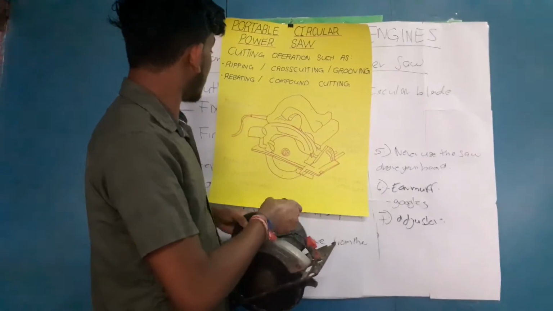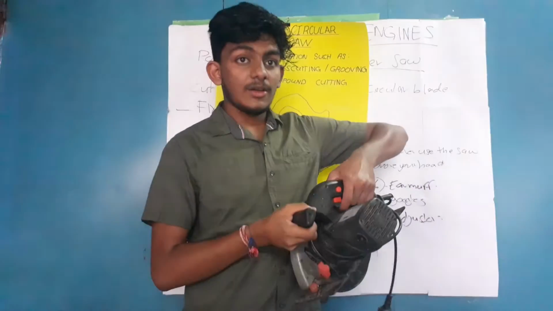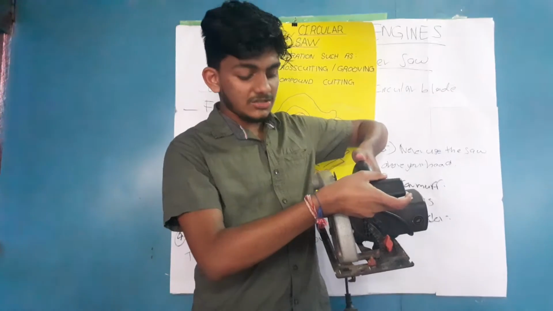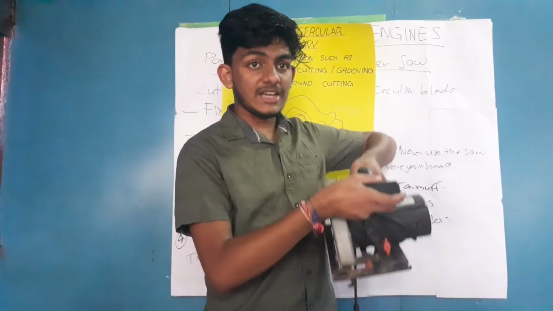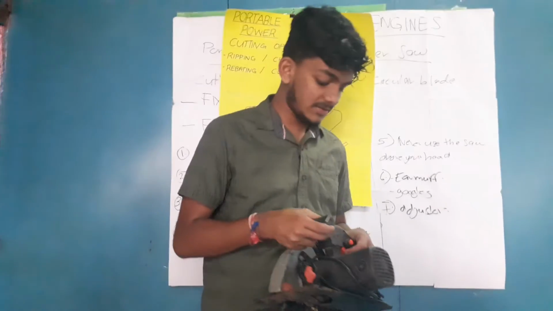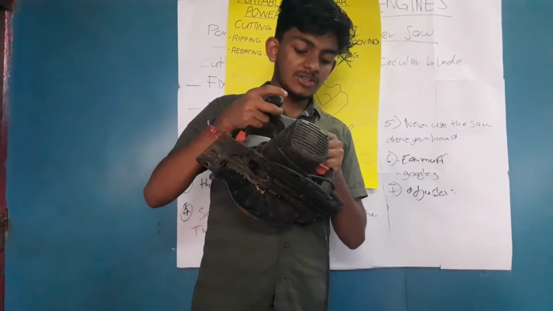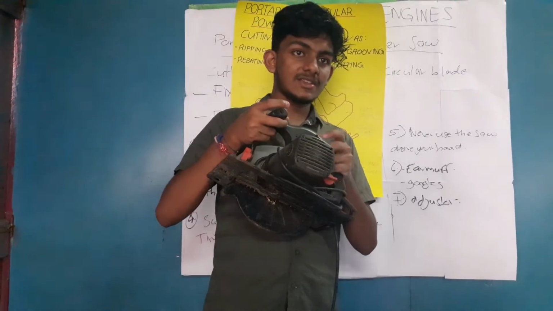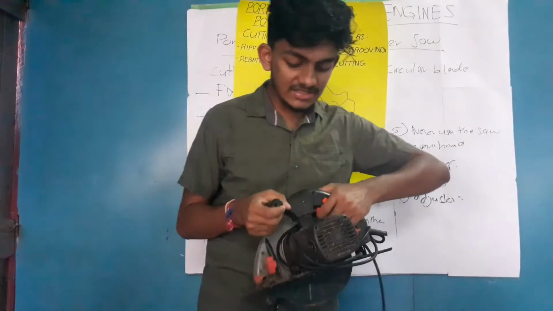And last one, trigger switch. Trigger switch is something which will control the speed of the saw. Once you press the trigger, the blade will start to rotate. Once you leave the trigger, the blade will stop. There's another part here for continuous rotation without using your fingers to continuously press. You'll basically learn this in other classes.